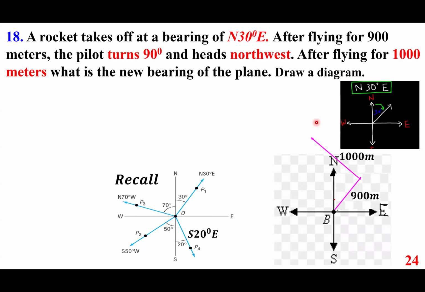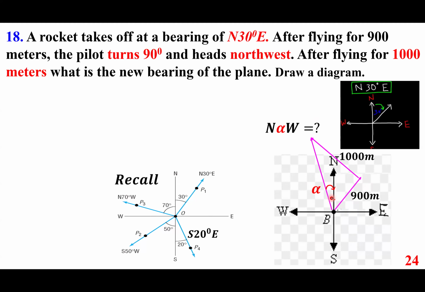So you connect the 2 points, and it's going north to the left, west. We need this angle. So we call this angle alpha. The answer would be north alpha west. Now the question is, how do you find alpha? That we are going to discuss.